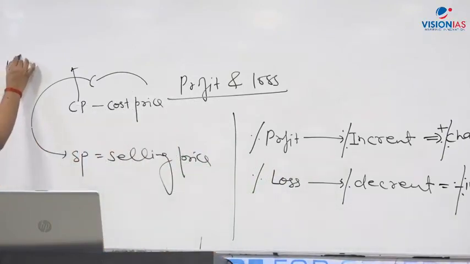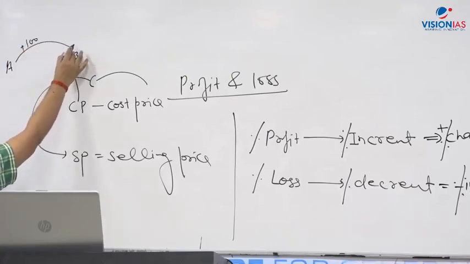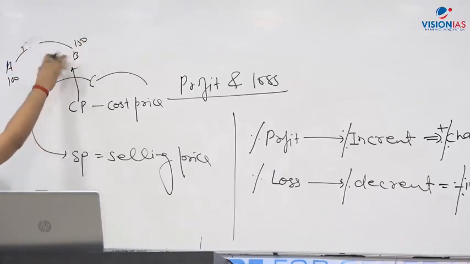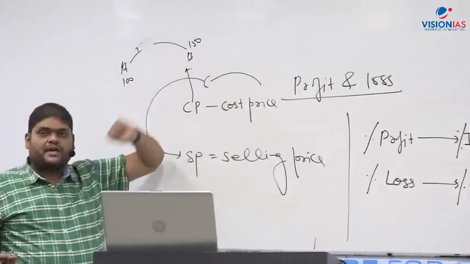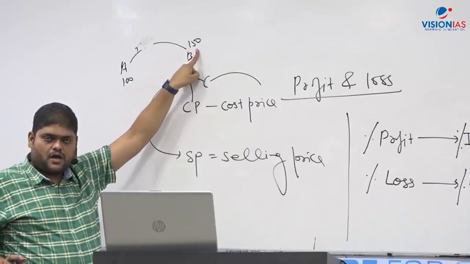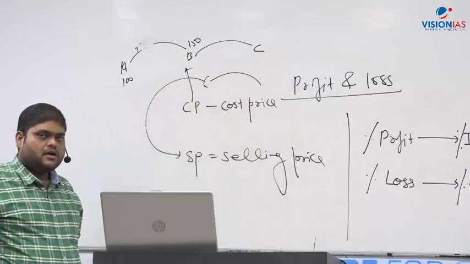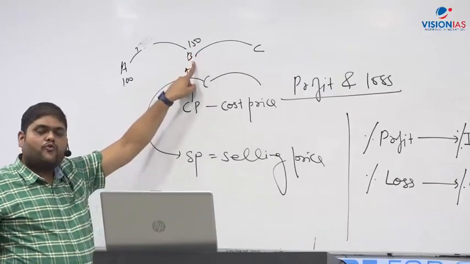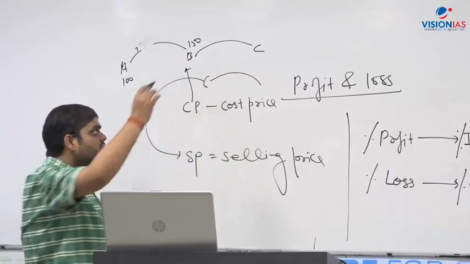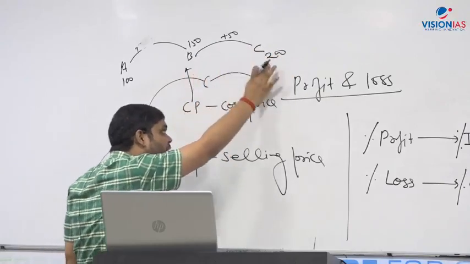So you can see here, suppose Mr. A is selling this marker to B. The cost price of this marker is 100, and A is selling it to B at 150 rupees. So this 150 becomes the selling price for A. But if B wants to sell this marker to C, this 150 becomes the cost price for B. And suppose he added 50 rupees more, then this 200 becomes the selling price for B.